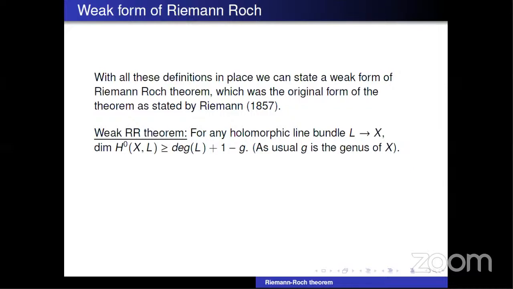It also tells you something: if the degree of the line bundle is at least g, then the line bundle always has a global section. This is the other consequence of Riemann-Roch. Low degree line bundles may not have global sections, but if the degree is at least g, it has a global section.